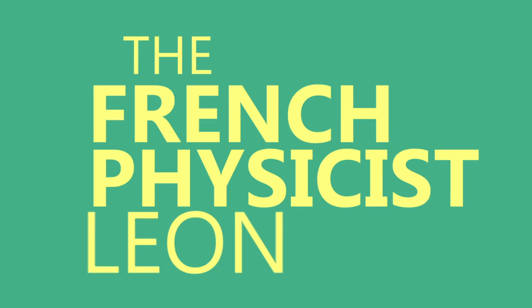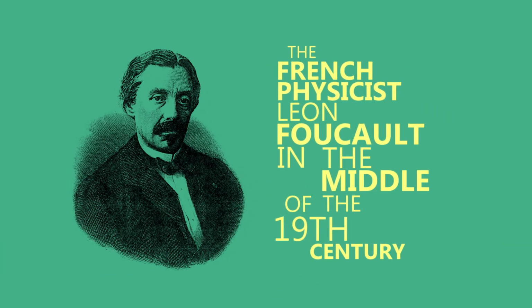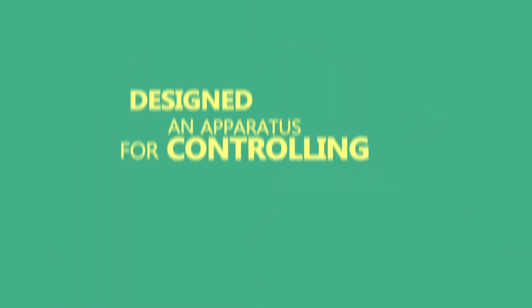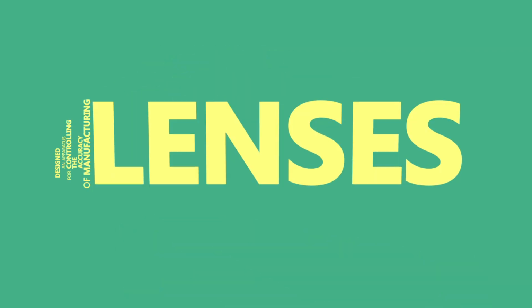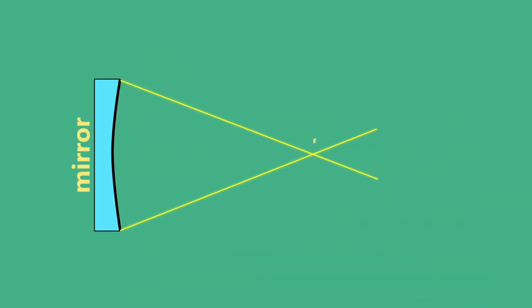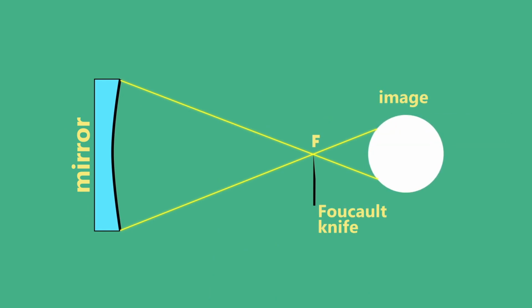The French physicist Léon Foucault, in the middle of the 19th century, designed an apparatus for controlling the accuracy of manufacturing lenses and mirrors. He put an opaque screen with a sharp edge in the focus of the mirror. It would then be called the Foucault knife edge test.